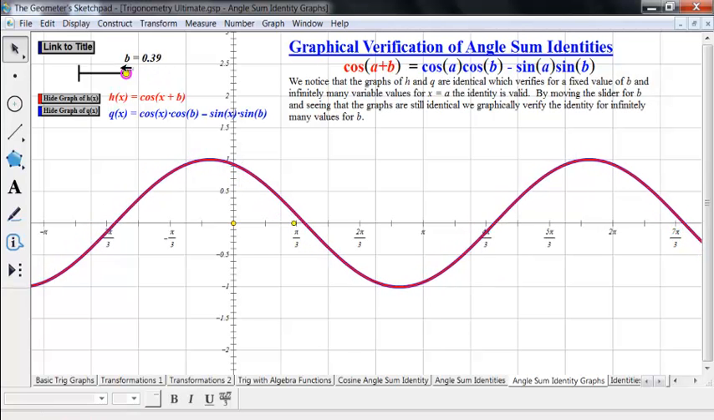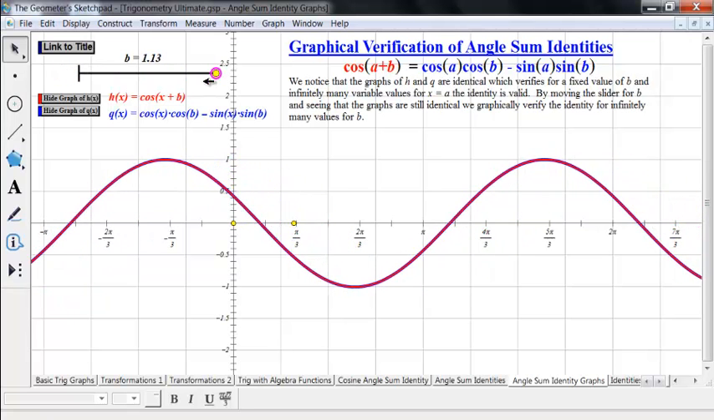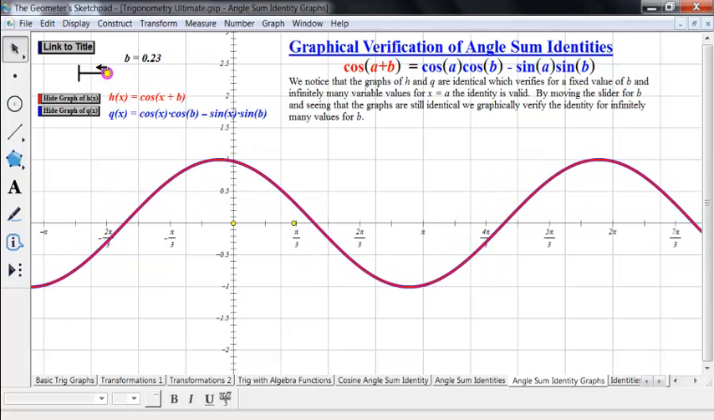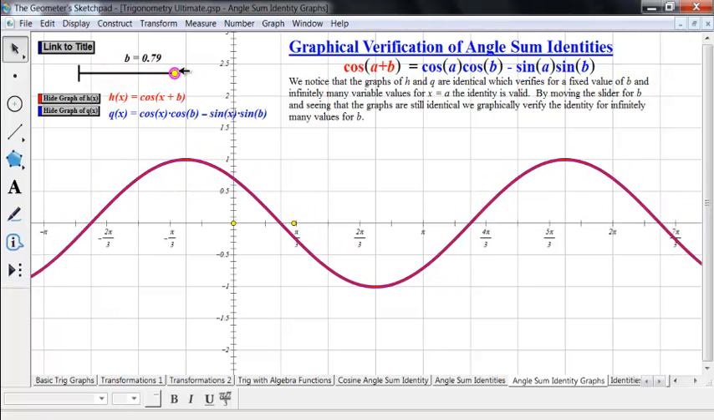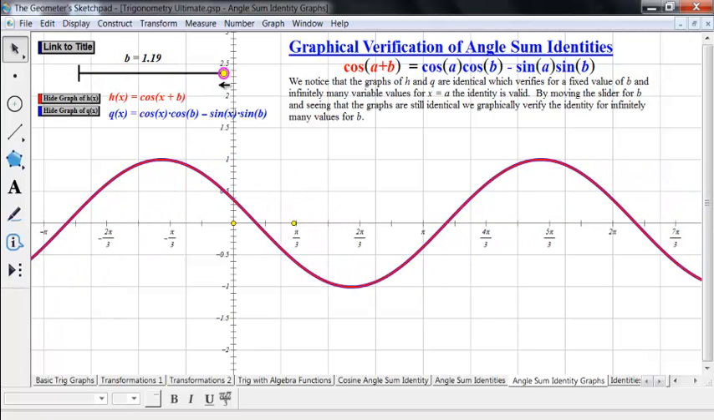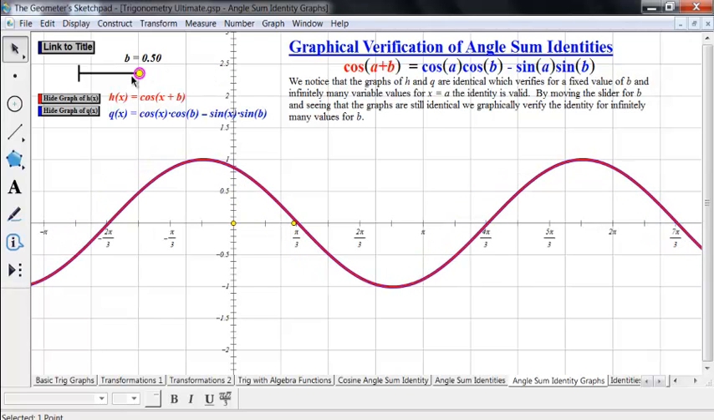And notice if I now put in different values of b, it's just going to shift it left or right. We know that's what it does to the red one, but it turns out to have the same effect on the blue graph as well. Very interesting. And so we can see visually that these are the same.